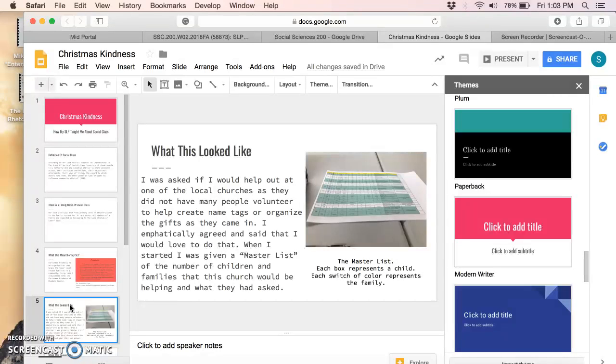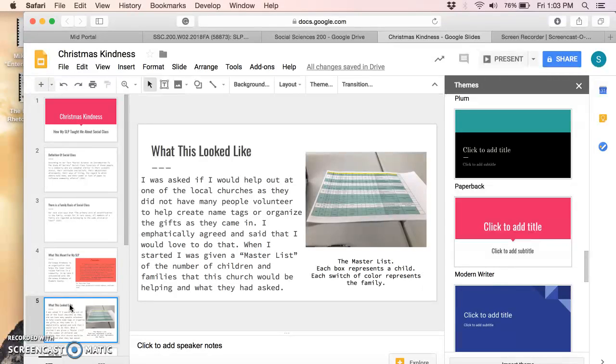When I contacted Christmas Kindness, they had informed me that my best opportunity to volunteer was going to be to contact a local church and see what they needed me to do, because they had plenty of volunteers at the actual organization, but not enough out in the community at the churches. So the very first church that I contacted said that they didn't have any volunteers ready to help. So they asked me to help create name tags and organize the gifts as they were coming in. I agreed and said that I would love to do that.